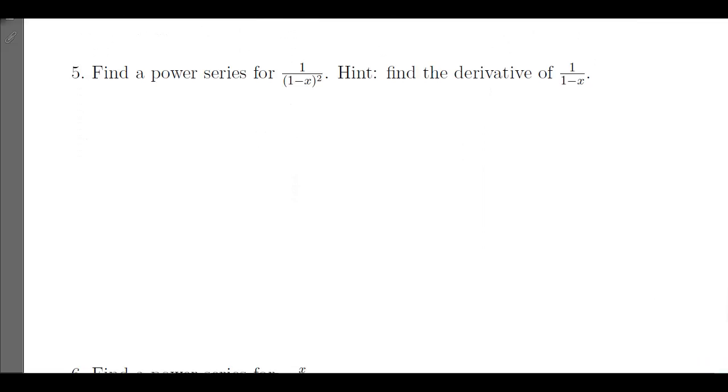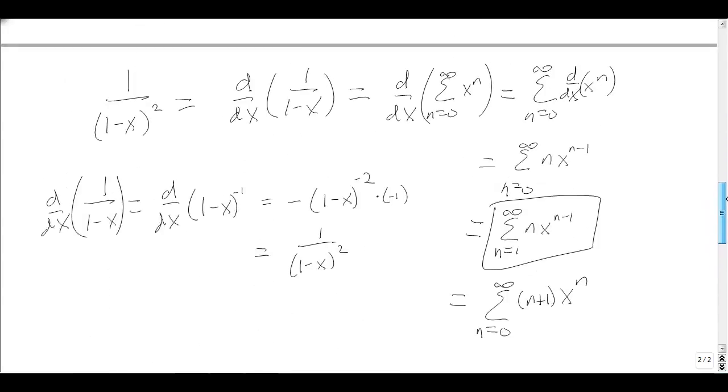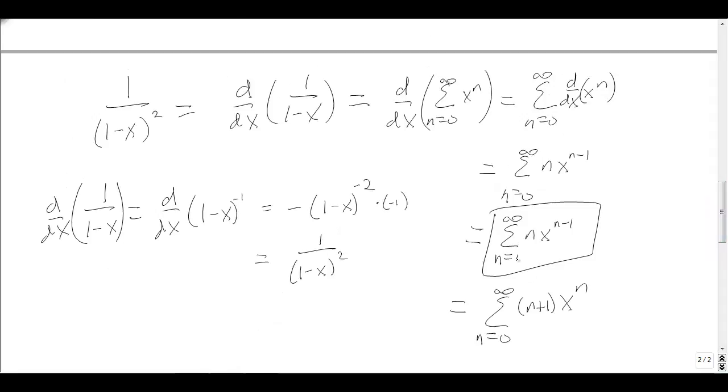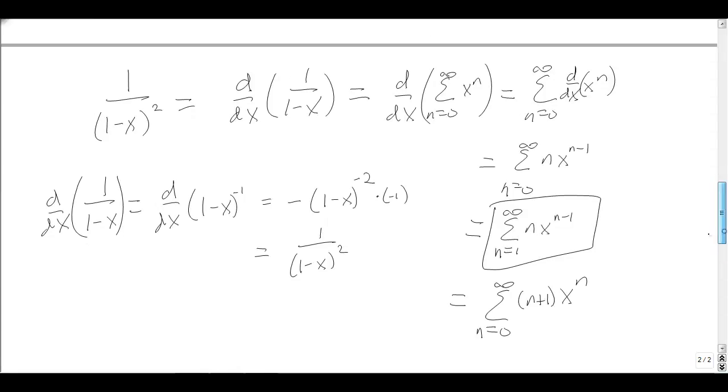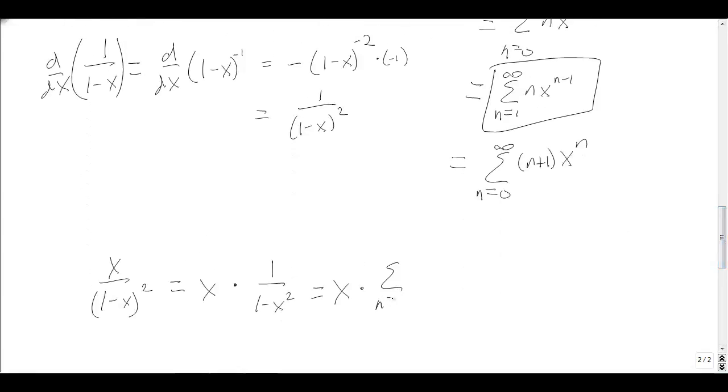All right, next one. Find a power series for x over 1 minus x squared. So x over 1 minus x squared, well, that's x times 1 over 1 minus x squared, which is x times the problem we just did. So the previous one, we had 1 over 1 minus x squared, we had a sum n equals 1 to infinity, n times x to the n minus 1. So we get x times summation n equals 1 to infinity, n times x to the n minus 1.